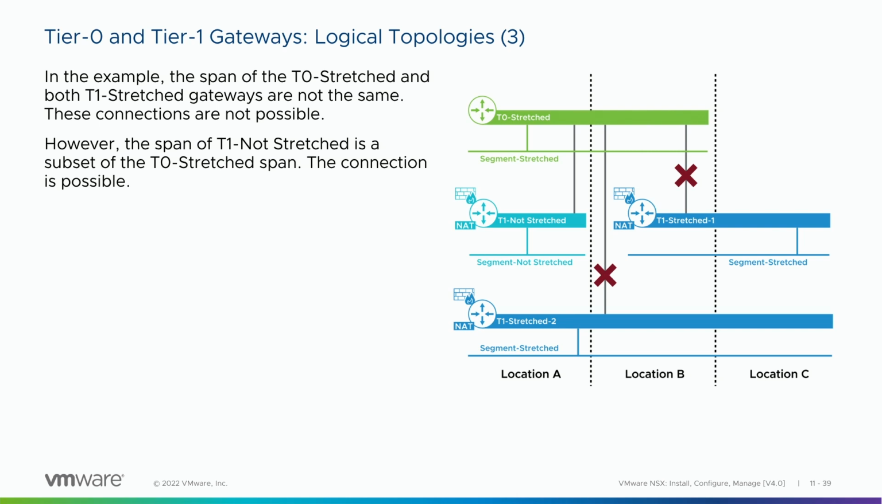my tier 0 gateway only spans location A and B. The tier 1 gateway topology is exactly the same as what we just saw. But since the tier 0 gateway only spans locations A and B, most of the connectivity is no longer functional. It's no longer valid, because I have gateways in location C, and the tier 0 gateway doesn't cover location C.